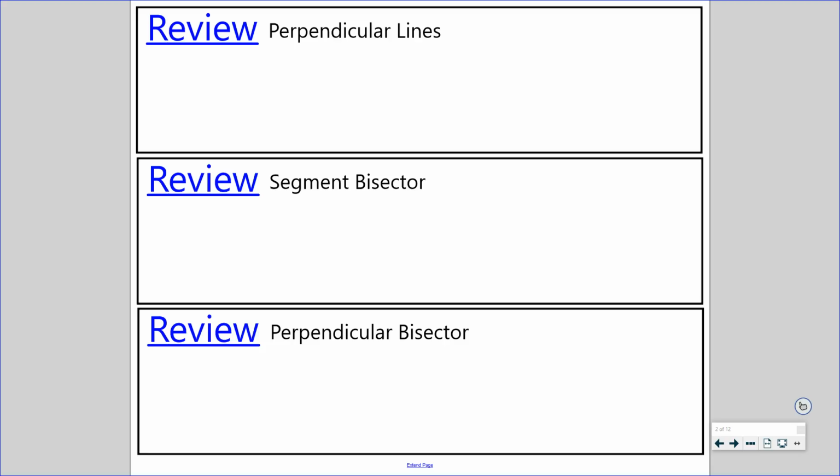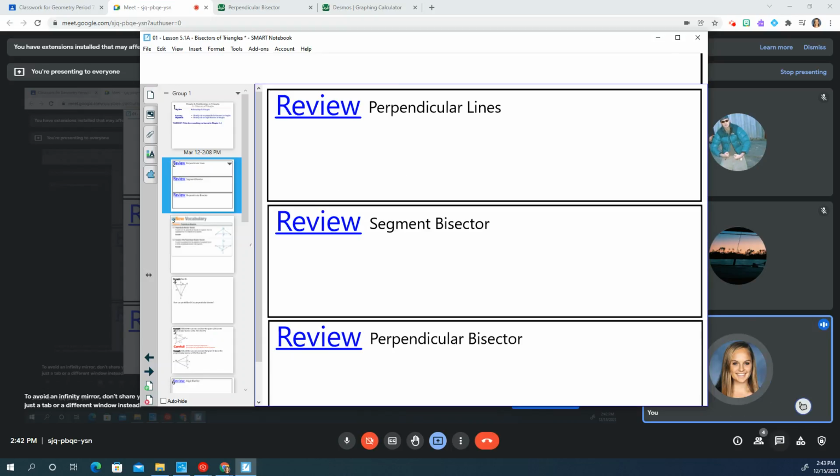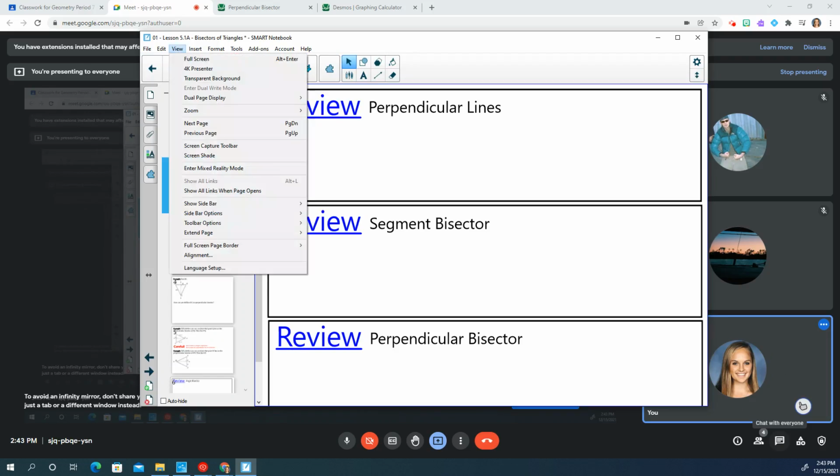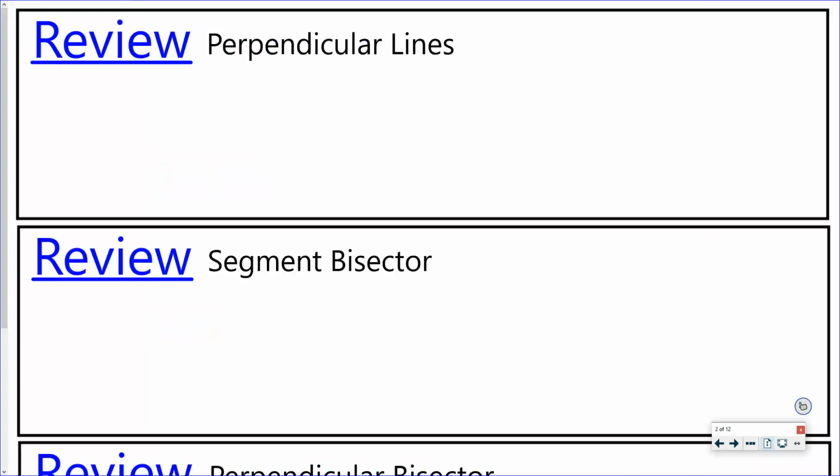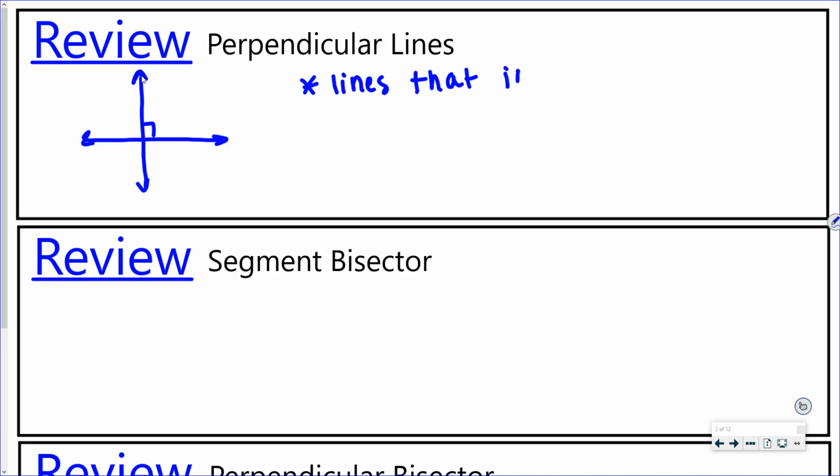Okay. Who can tell me what perpendicular lines are? Gwen. Lines that intersect at a 90-degree angle. Beautifully said. Lines that intersect at a 90-degree angle. How do we mark that? Little box. What do we call 90-degree angles? Right angle. Nice.